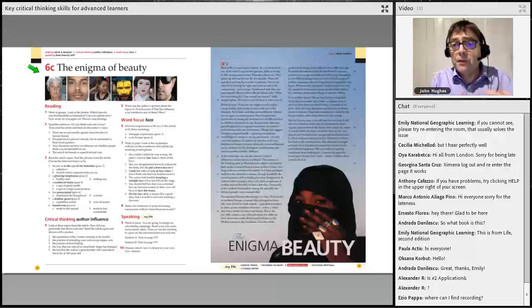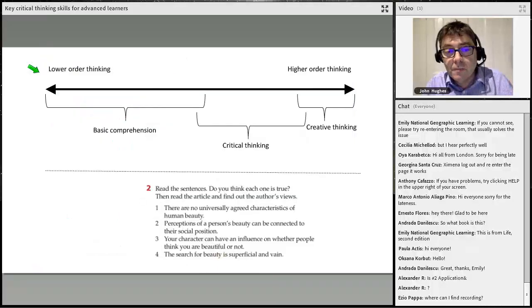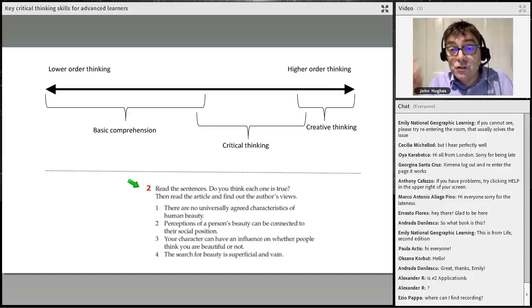Already the topic and the context is much more complex for the advanced students because they have a higher level of English. Let's take one of the exercises from this page and just look at it in contrast to lower and higher order thinking. So this is exercise 2 from the book, and what the writer has done here is asked the students to look at 4 statements about beauty and to think whether those statements are true or not. So we're asking the students, what do you think about this topic?